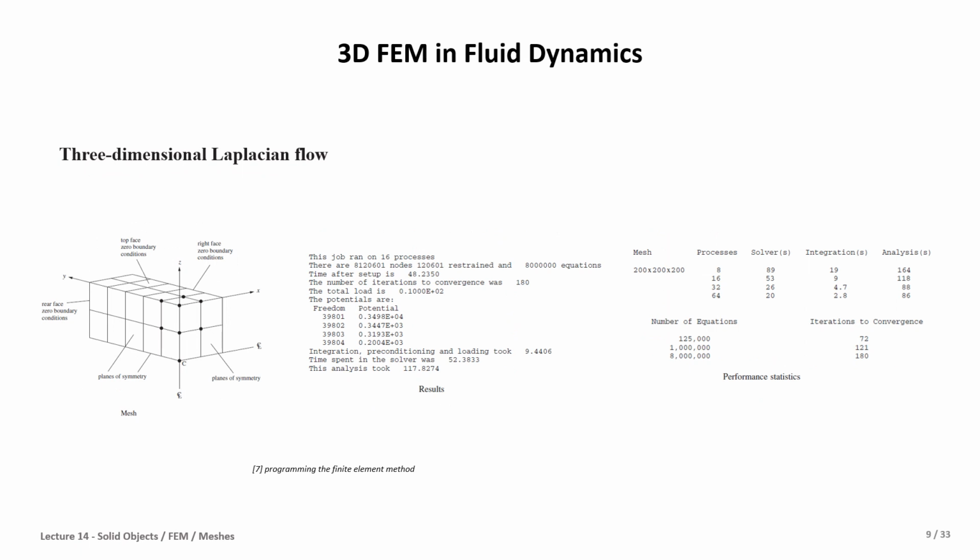This is another 3D example for the Laplacian flow. We see the configuration of meshes 200, 200, 200, with different numbers of processors: 8, 16, 32, and 42. The solution time is presented here. The solver takes this time, and the analysis takes this time.